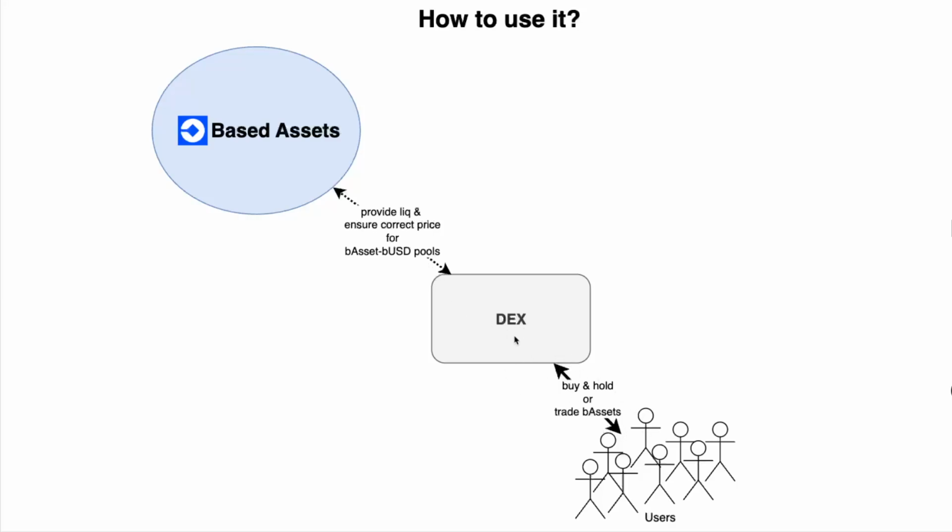In this case, it will be Aerodrome on Base, I guess. And you just use the liquidity there and buy the asset, hold the asset, or even trade it on the DEX. And that's all you care about and all you need to care about. As long as they do their job regarding those points, you just use that.